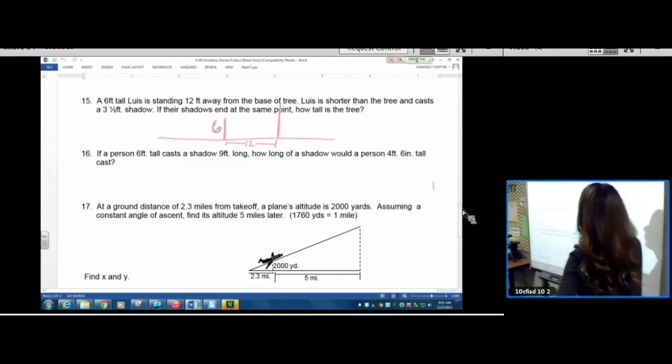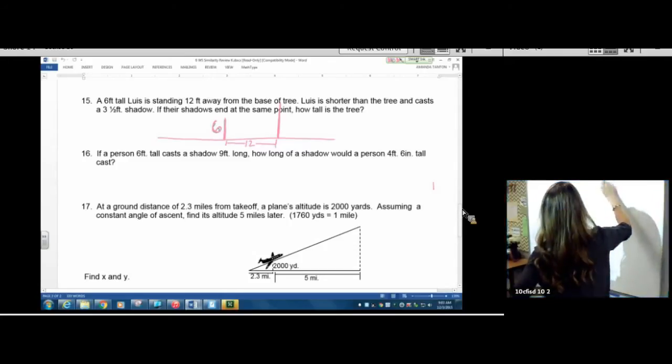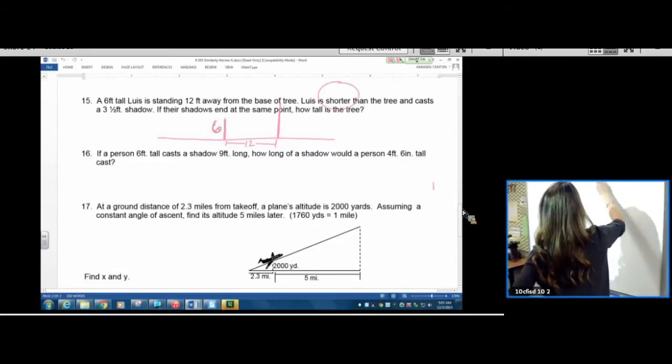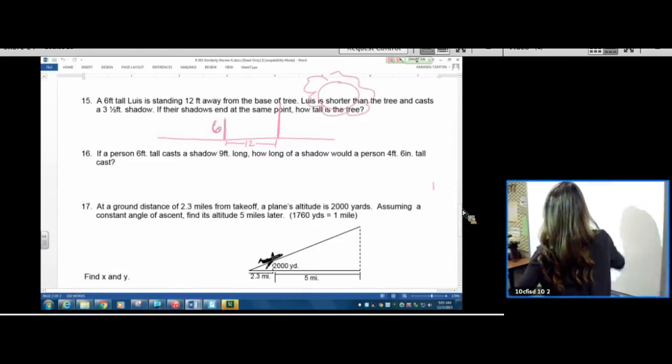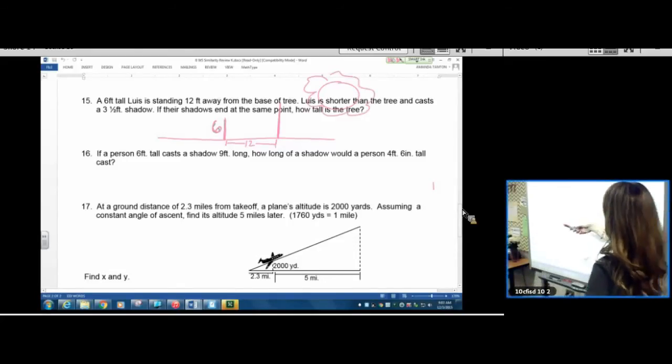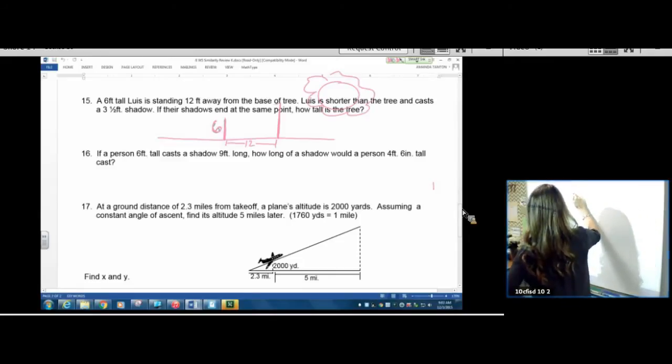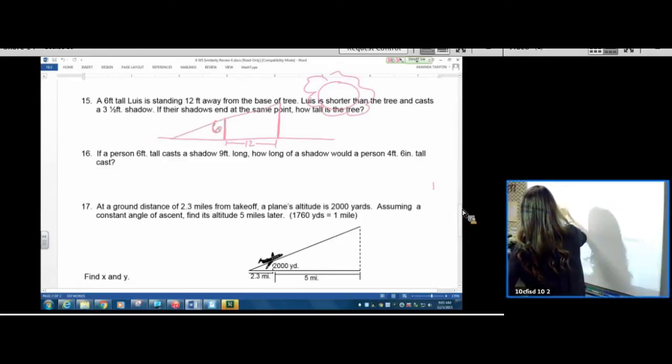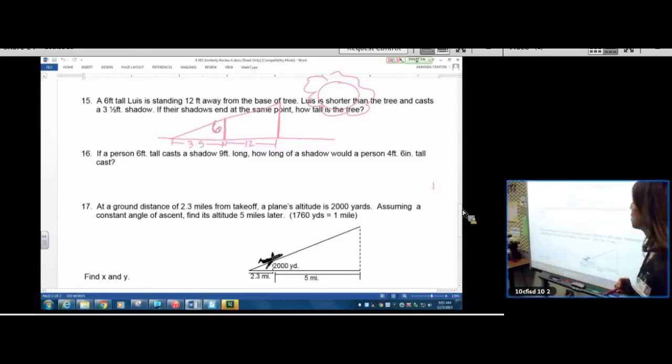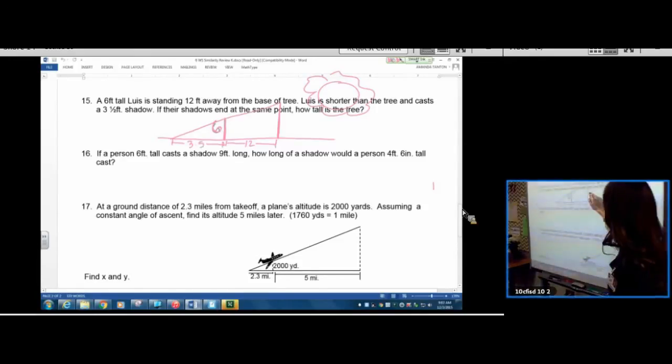He casts a 3.5 foot shadow. This is going to be my sun. Oh, that's a bad sun. Looks like a flower. We did this one in our notes, I remember. So his shadow is 3.5, like this. If their shadows end at the same point, how tall is the tree?